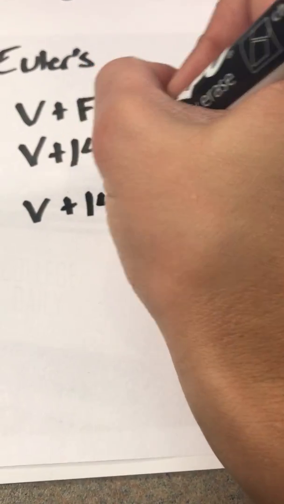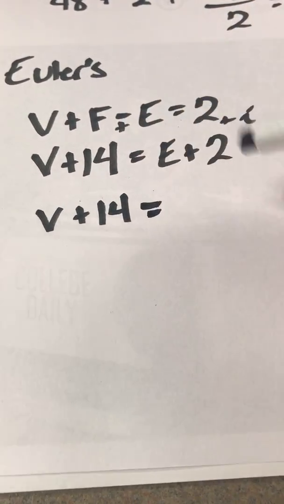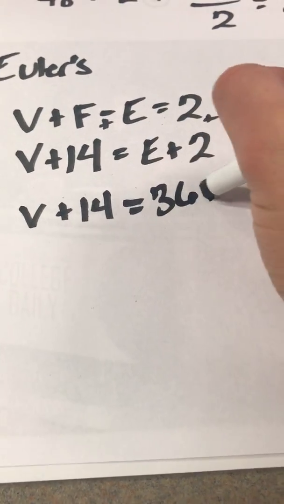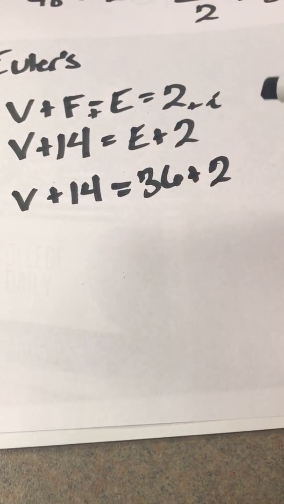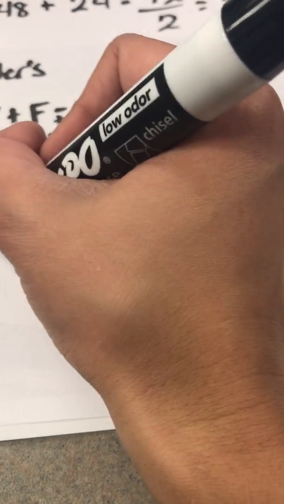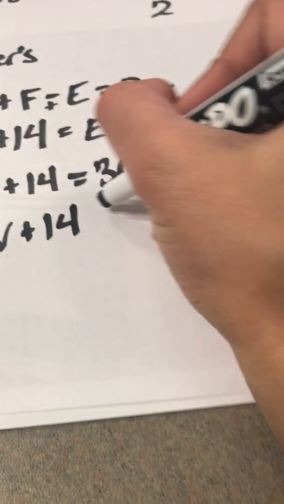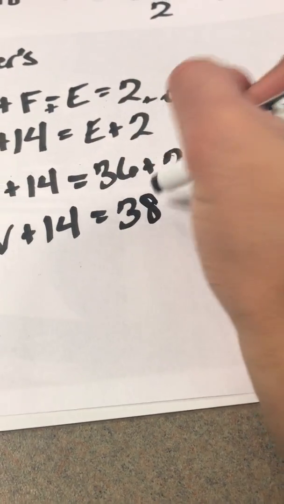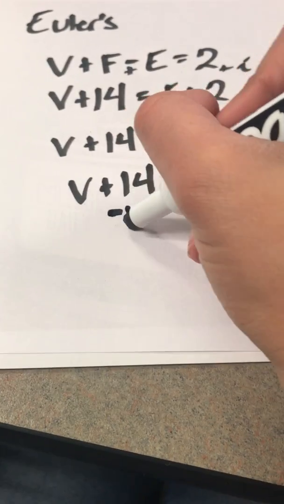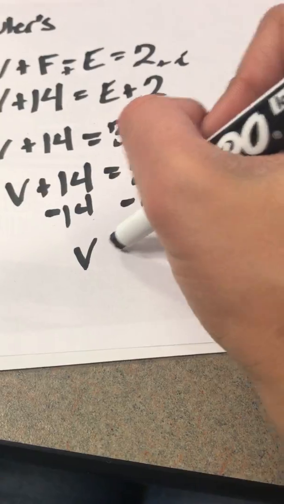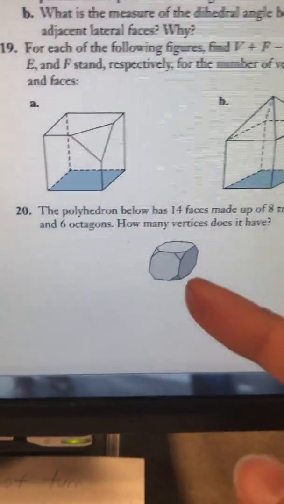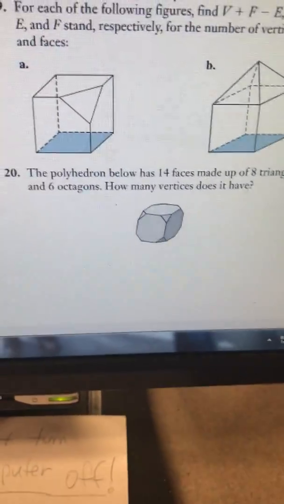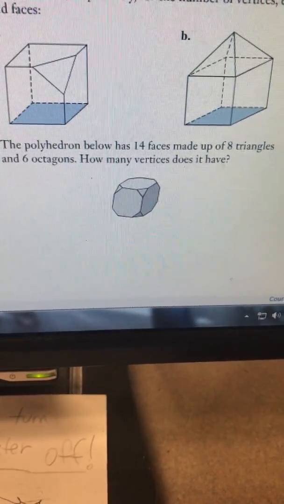So the formula that we have to work with now is V plus 14 equals 36 plus 2. If we take 36 plus 2, we get 38. Then we're going to subtract 14 from each side. So V will equal 24. So this polyhedron right here has 24 vertices.